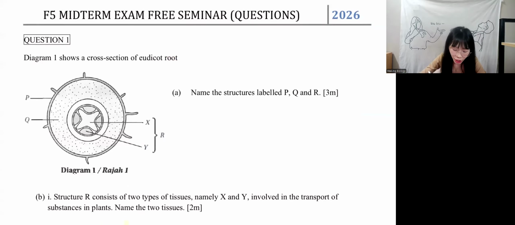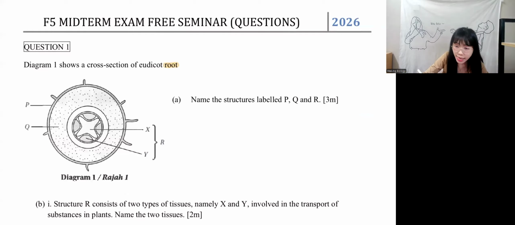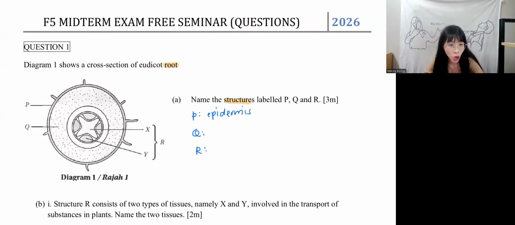Diagram 1 shows a cross-section of a monocot root. They say this is a root. Name the structures labelled P, Q, R. Okay, starting with P, they ask you to name the structure. Don't need to name the tissue, just name the structure. The outermost layer is called epidermis. Very good. Epidermis. And then we have Q. If you don't know what Q is, you can leave it first, but Q is a cortex. Very good. Q is a cortex.